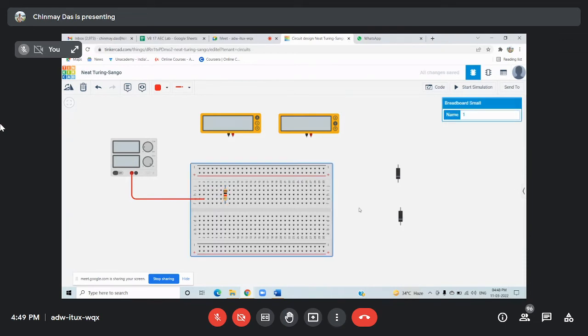No, sir. No, no, sir. What will happen? No supply. Where will the supply go? Both the terminals will get shorted. Yes, sir. Can I connect like this? No, sir. No. Why?